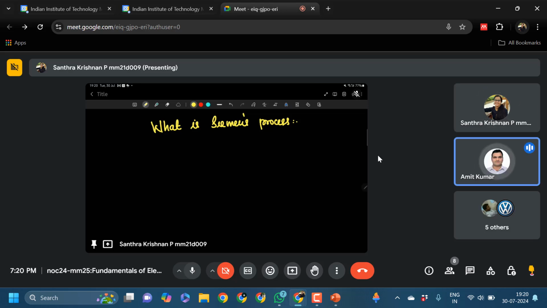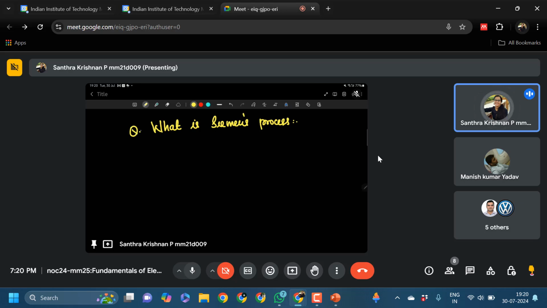MGS is converted to EGS. Yeah, everyone answered correctly. Basically, the Siemens process converts MGS to EGS. EGS is much purer, is used for IC manufacturing, and has impurities at the ppm level. This is metallurgical grade silicon, and this is electronic grade silicon. So the Siemens process basically converts metallurgical grade silicon into electronic grade silicon.